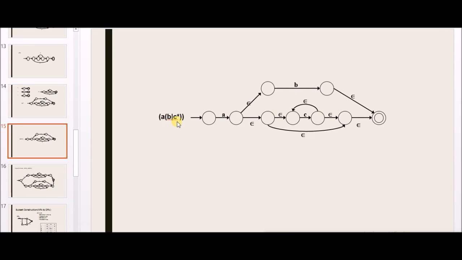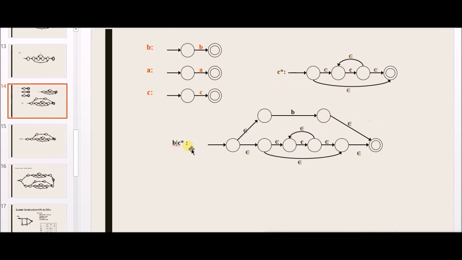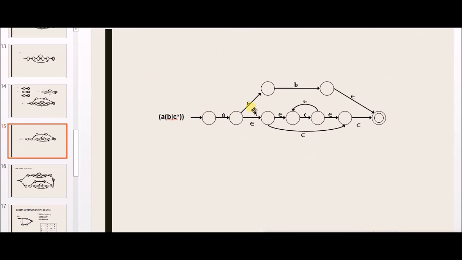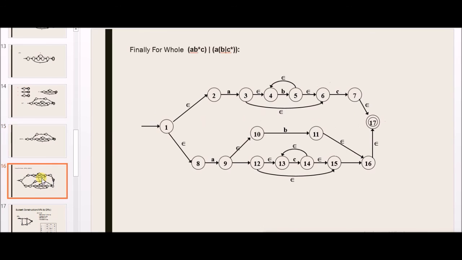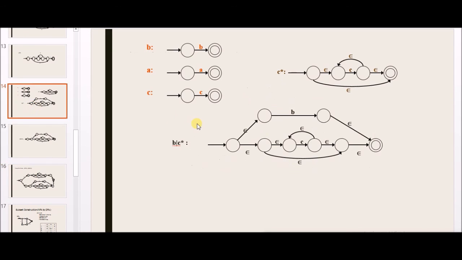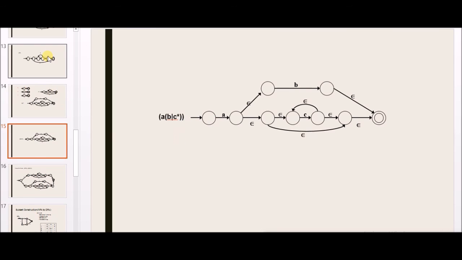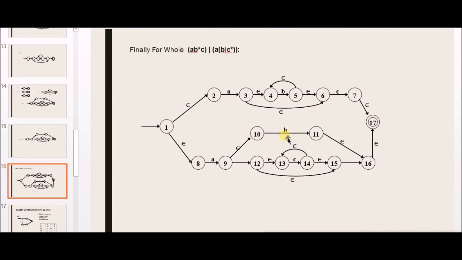Now for a and b or c star part we will have to apply the concatenation rule. Take this part and take the part of a, write the b or c star part here, and add it to the part of a. Now finally for the whole part, we have to take these two parts, like this is one part and this is another part, and write them here.